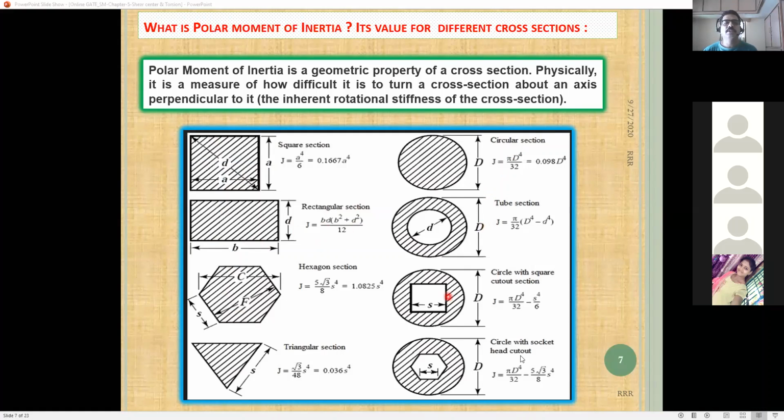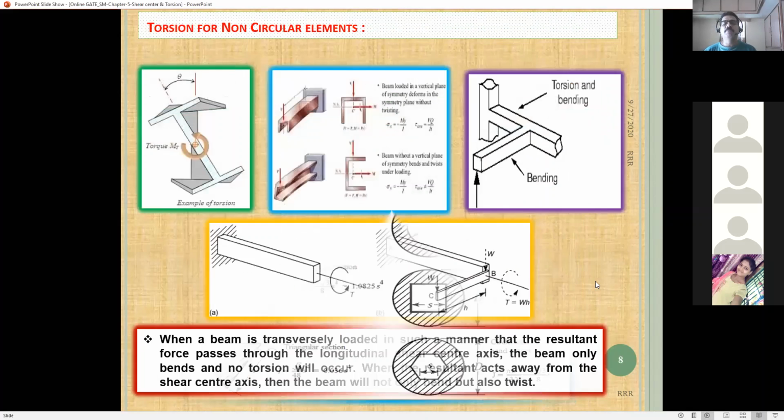Similarly for the circular section and other types of sections. But normally there is no need to remember all, just remember four: square, rectangle, circular, and hollow section. Otherwise, if you don't remember, you can calculate Ixx and Iyy, and if you add both, you will get the polar moment of inertia. Right, so this was the next thing. And yes, these are the main important points.